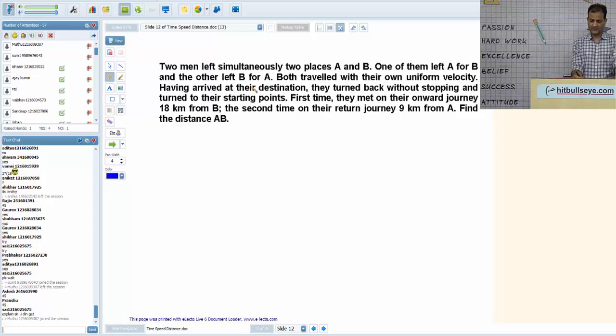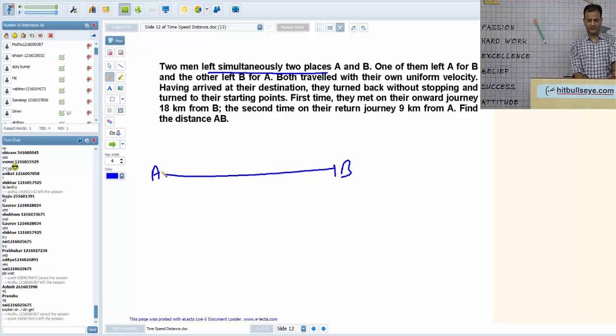Just see. 2 men left simultaneously, 2 places A and B. There are 2 places A and B. One of them left A for B and the other B for A. Both travel with their own uniform velocity. Having arrived at the destination, they turn back without stopping and return to their starting point. First time they met on their onward journey 18 km from B. That was here, it is the first meeting. I will write this distance as 18 from B.